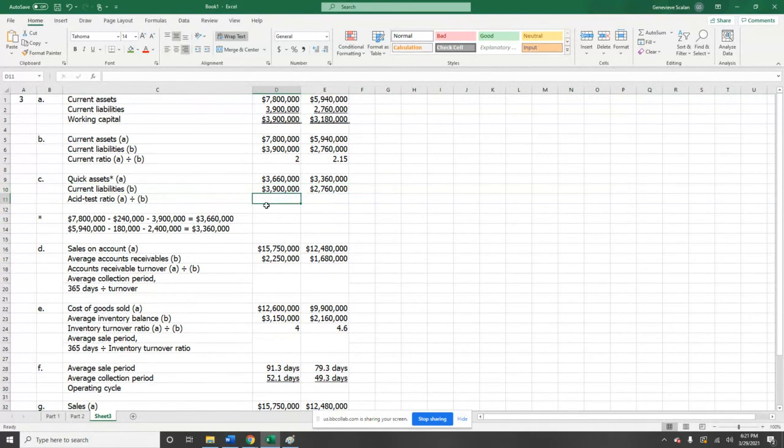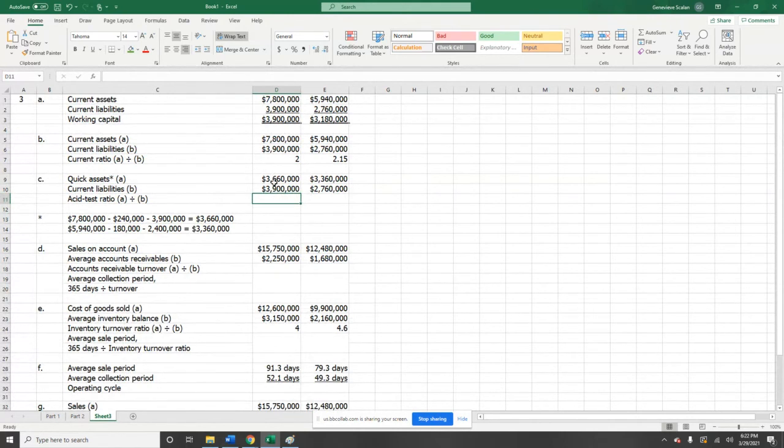Because your cash, your accounts receivable, and your marketable securities, those are very liquid. Those are actually going to become cash within 30 days. Prepaids never really become cash, and inventory, we haven't really figured out the average sales period, so I don't know how long it takes, but it's down here. So anyway, back to that quick ratio or the acid test ratio.